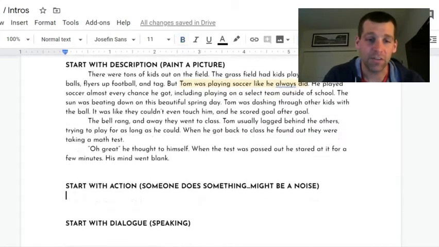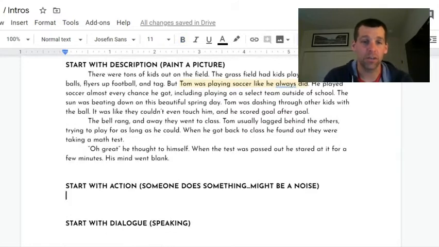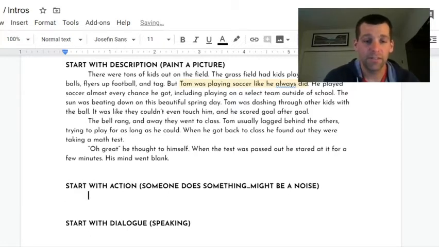Going forward, I could start with some action. Here, I might just start where the bell rings. I might start without that part in the beginning with the soccer field. I might go ding, ding, ding.